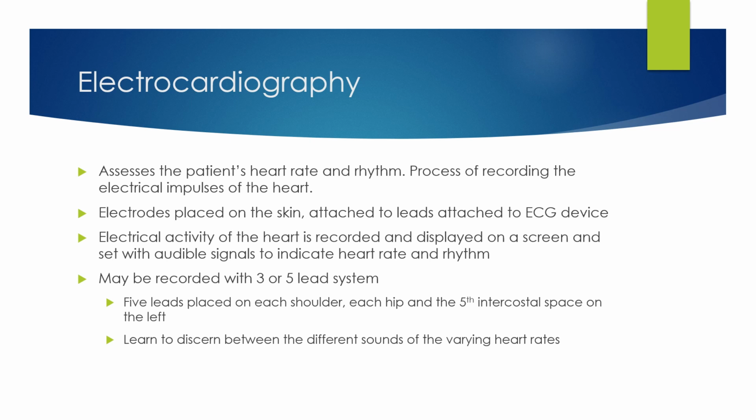They may be recorded with either a 3 or a 5 lead system. I will tell you that most commonly I have seen the 5 lead system. In that system, a lead is placed on each shoulder, each hip, and the 5th intercostal space on the left side. So you're right in between the hip and the axilla on the left side of the patient.